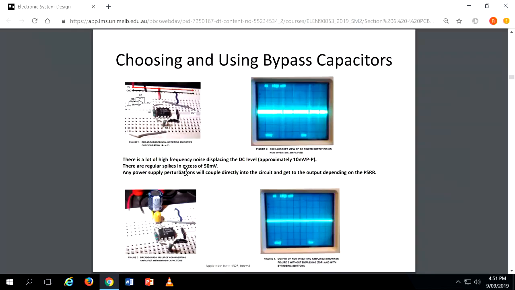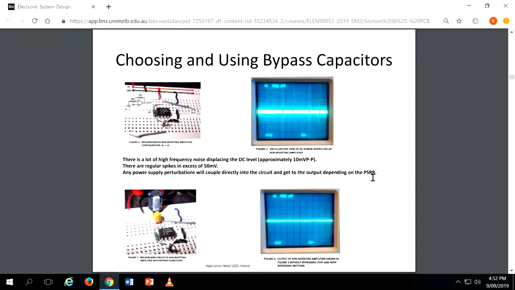Any power supply perturbation will couple directly into the circuit and get into the output depending upon the power supply rejection ratio. So for the IC also there is a power supply rejection ratio, because people know that this type of noise can come into the IC. So when they make the IC, they put some circuit inside so that noise coming into the IC through the power supply is not affecting it much. How much it is not affected is decided by the power supply rejection ratio.